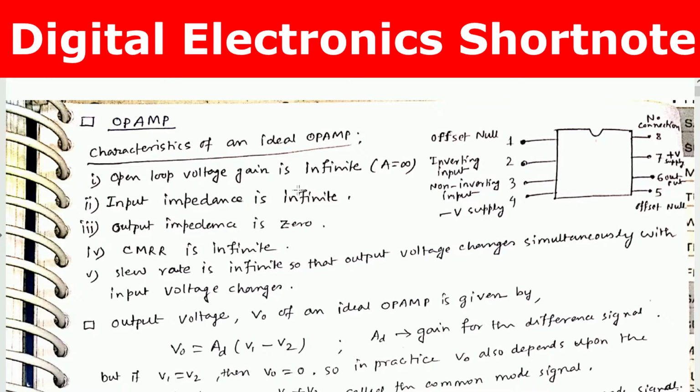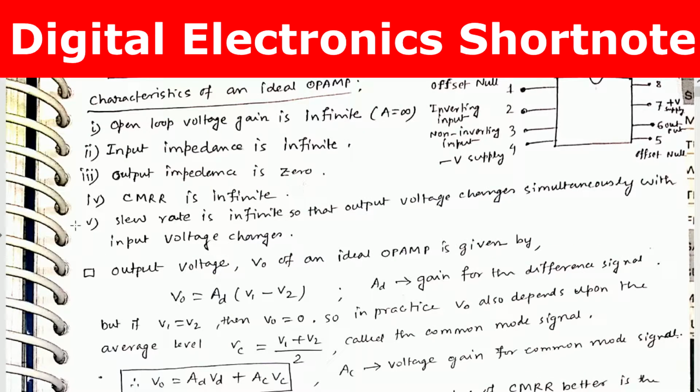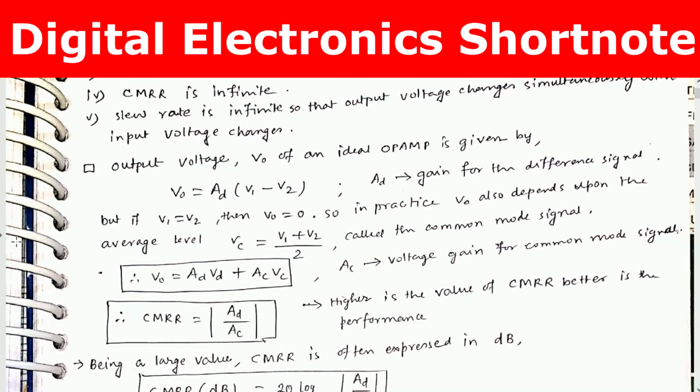Characteristics of an ideal op-amp: open loop voltage gain is infinite, input impedance is infinite, output impedance is 0, CMRR, common mode rejection ratio, is infinite, slew rate is infinite so that output voltage changes simultaneously with input voltage changes. Output voltage V0 of an ideal op-amp is given by V0 equals AD into (V1 minus V2), where AD is the gain for the differential signal. V1 minus V2 is the difference in signal. But if V1 equals V2, then V0 equals 0.